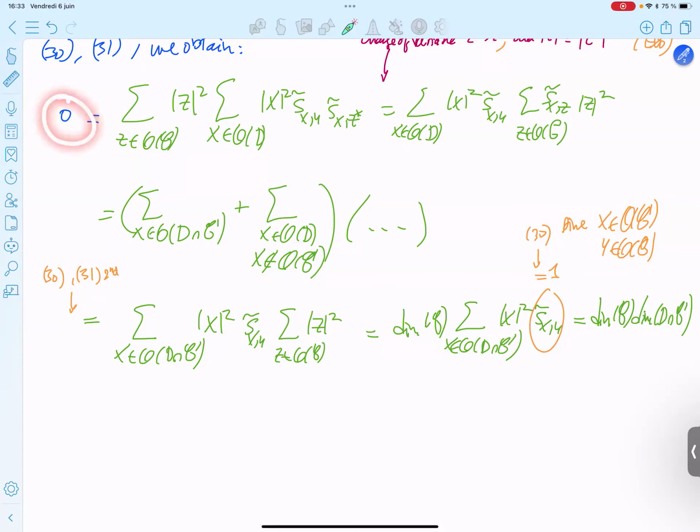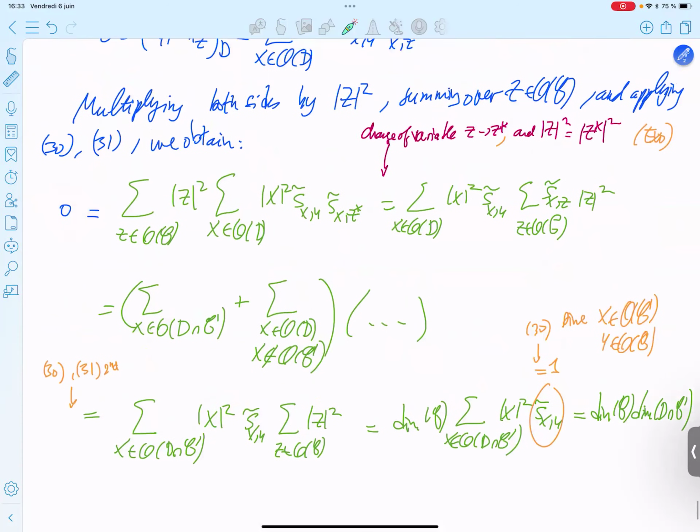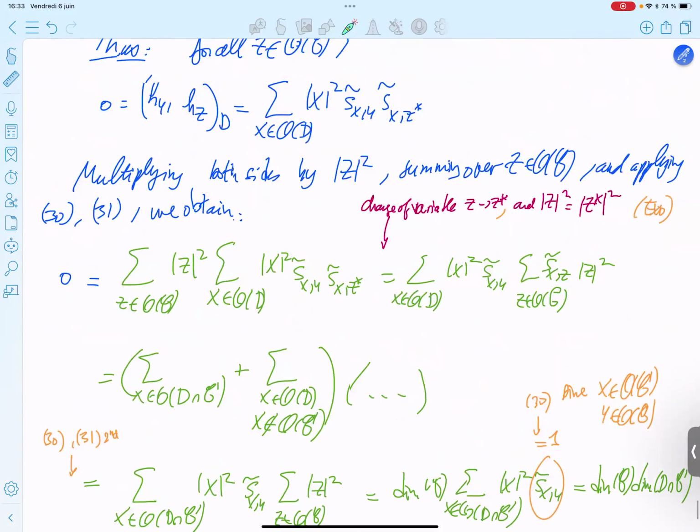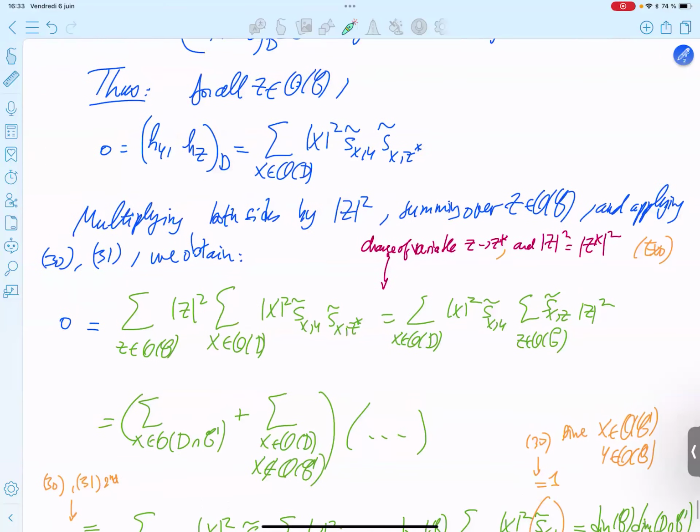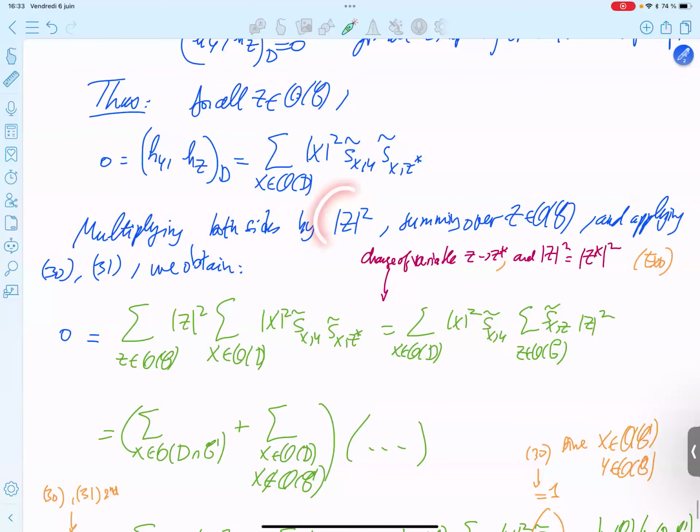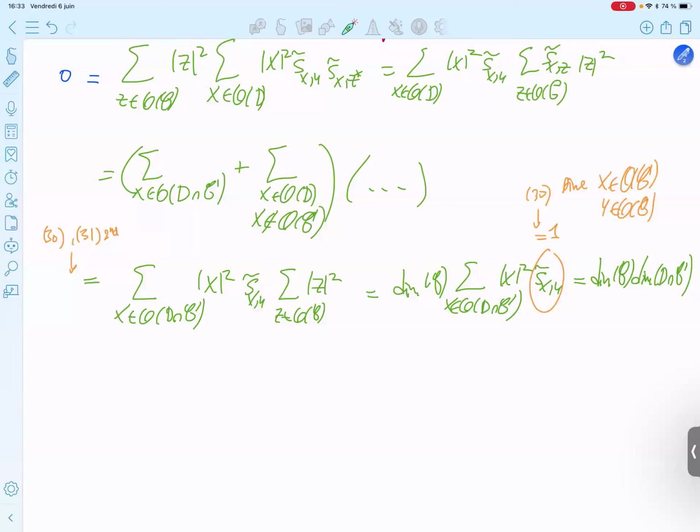Because you apply also multiply by that and sum on 0, it's also 0. So 0 equals that. Let me write it in blue. Equal. I guess in the paper they only wrote what is in blue, and left the rest for the reader.